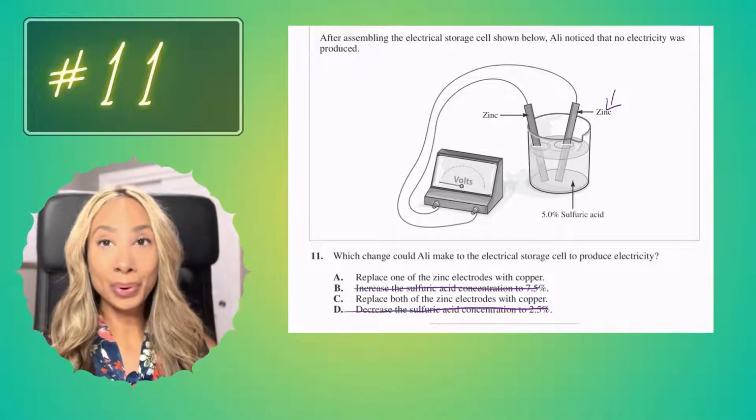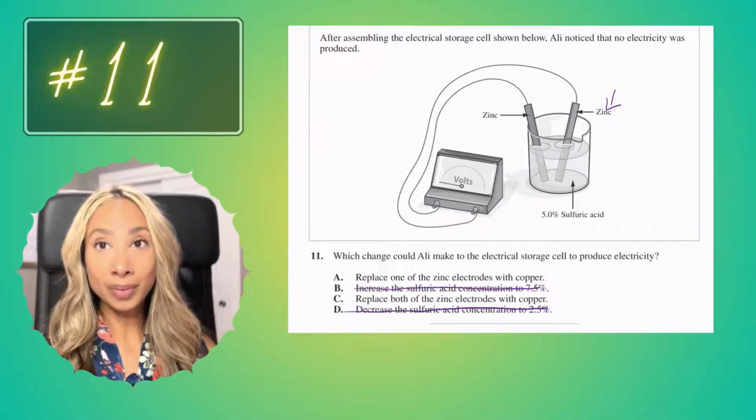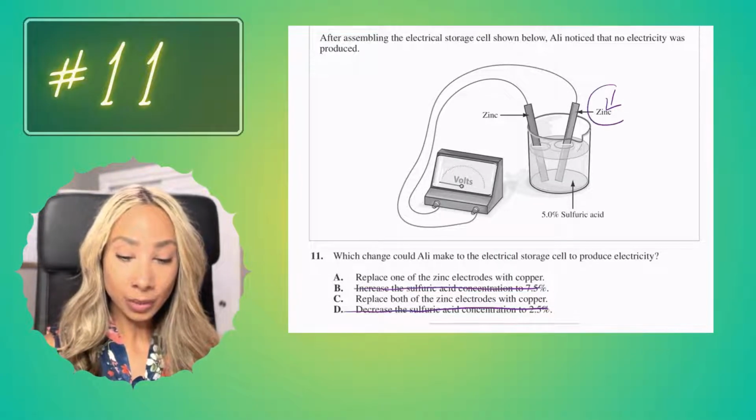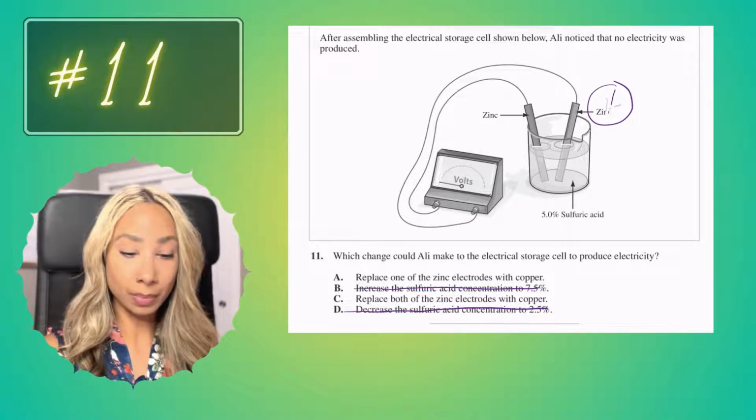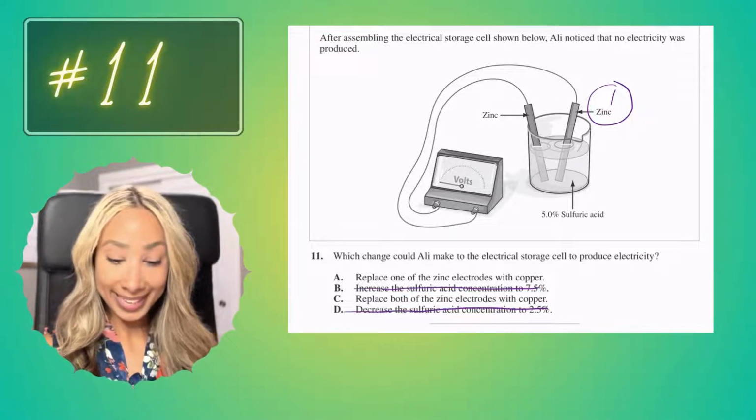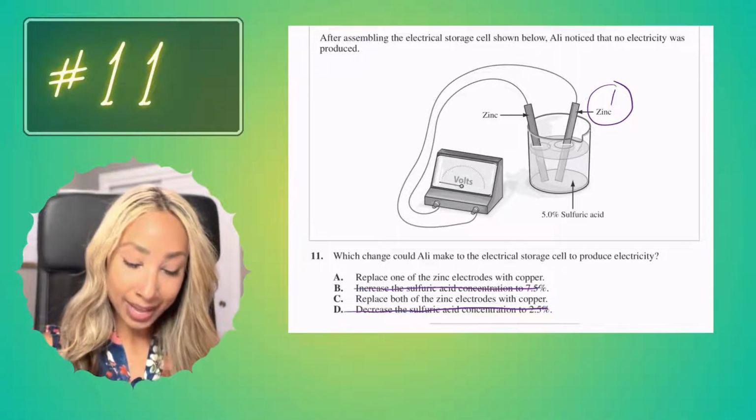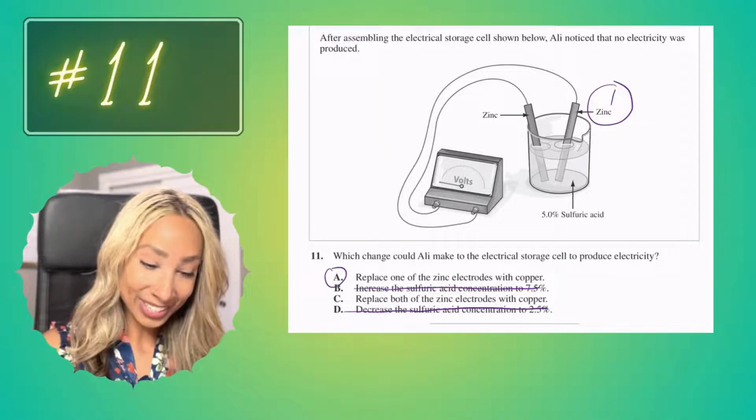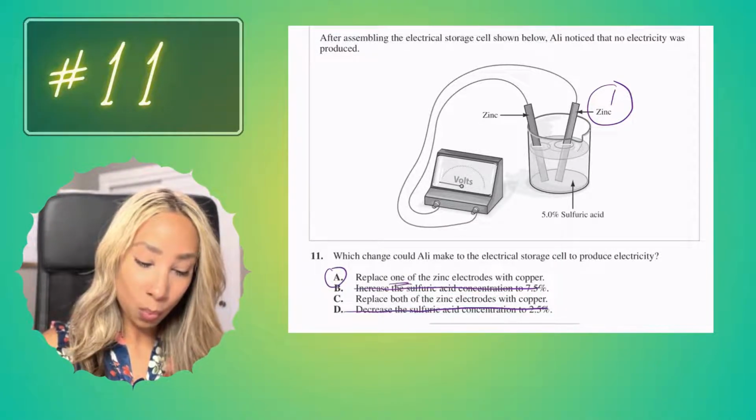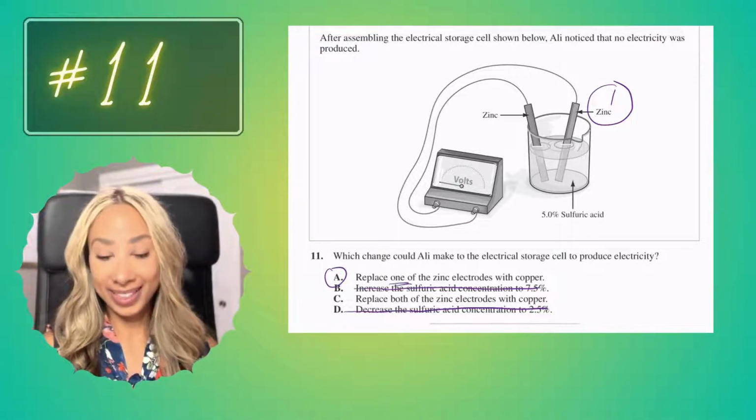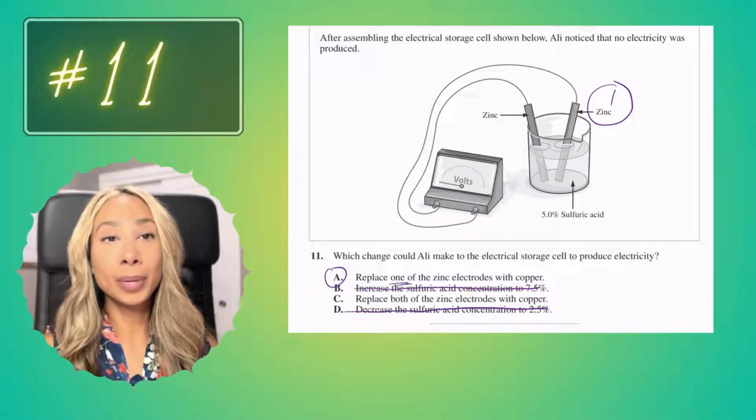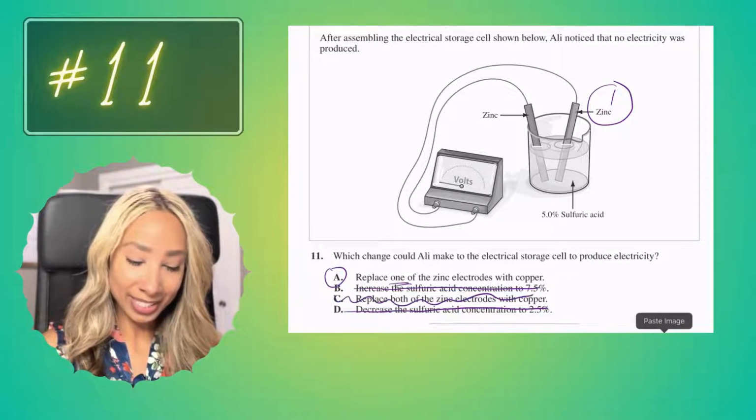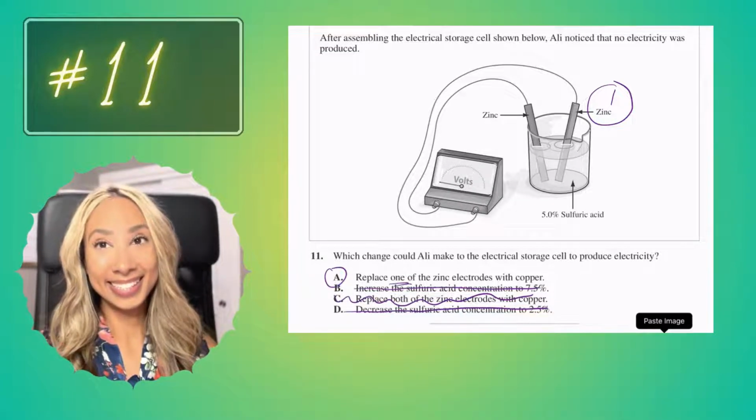But we also know in order to actually start to generate the movement of electrons, we need two different types of metals. So that means instantly we're going to need to replace this metal with something else. That leaves us with option A and C. No, forget that. It actually leaves us with only option A. Sorry, because it says replace one of the zinc electrodes with copper. That would work. If we replace both of them with copper, we would end up in the same situation here. So our answer for this one is going to be A.